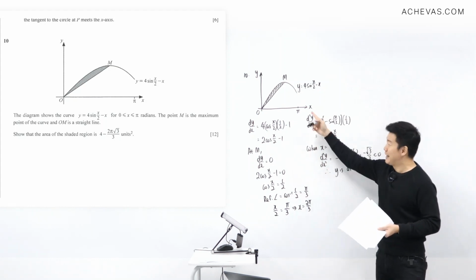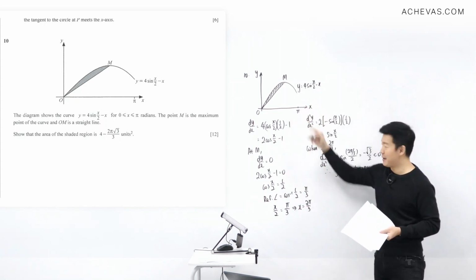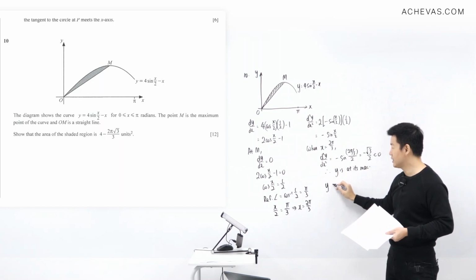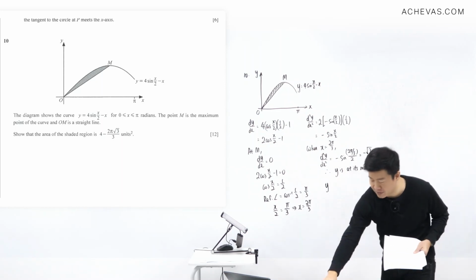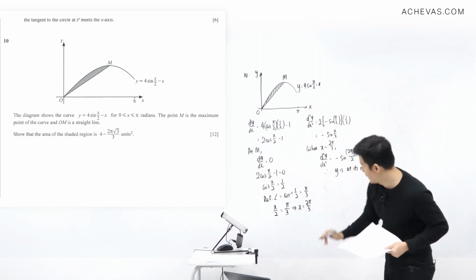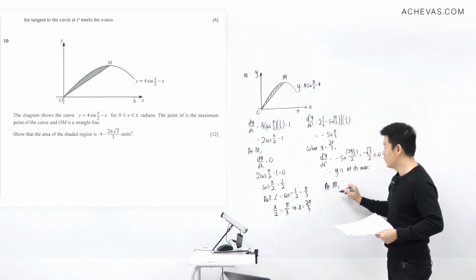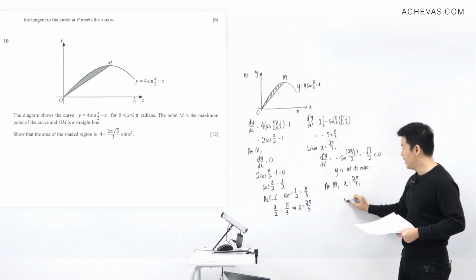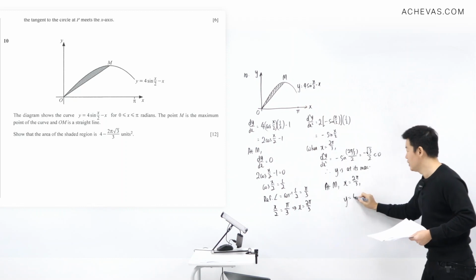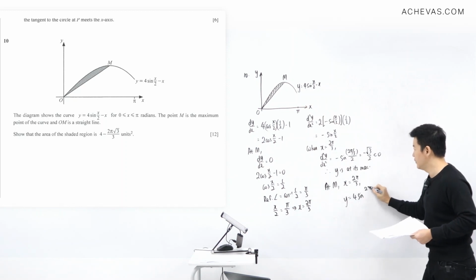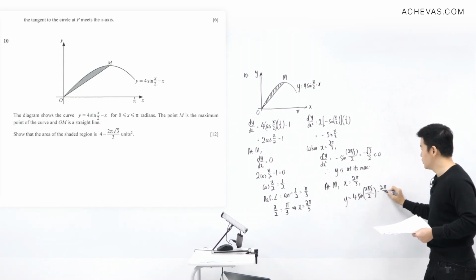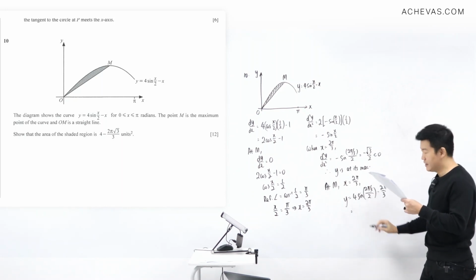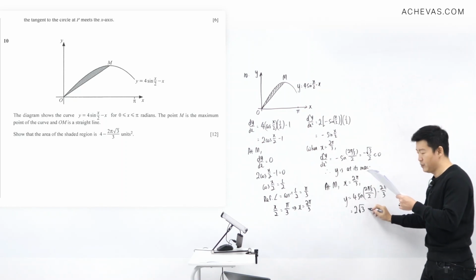So yes, I know that this is going to be the value of x that is going to be at M. So the y coordinate at M, let me just write it down here. At M, we know that the x coordinate is going to be equal to 2π/3, and the y coordinate is going to be equal to 4 sin((2π/3)/2) minus 2π/3.